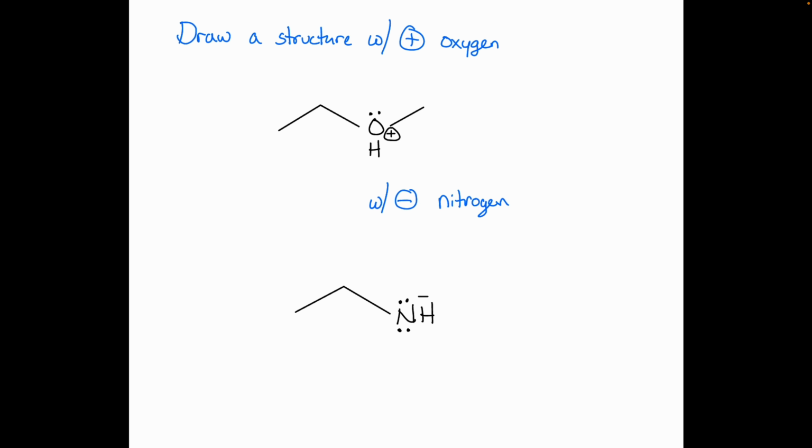Cool. So importantly, you could have given me a different structure than this, but we want 3 bonds, 1 lone pair. That's our bonding pattern for a positively charged oxygen. Likewise, 2 bonds and 2 lone pairs. That would be my negatively charged nitrogen.